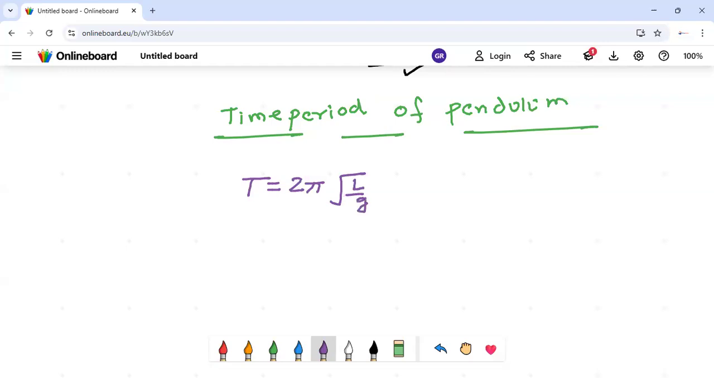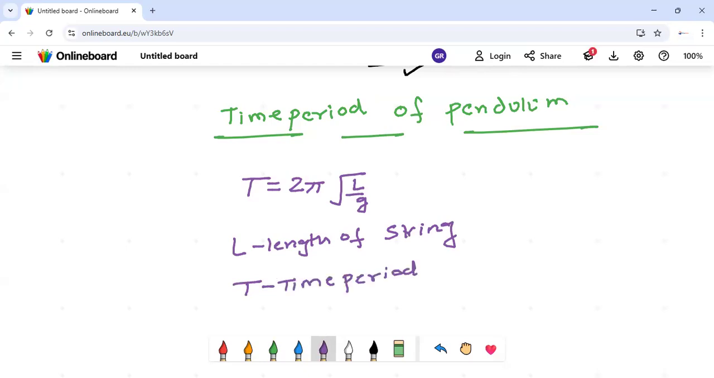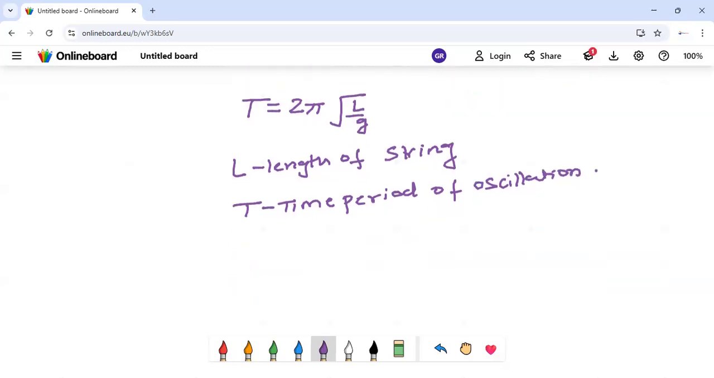G is our acceleration due to gravity. L is the length of string. This much information is required. Now I told you the formula, and I know you are smart enough to understand it. T is the time period of oscillation. If you understand this much, it will be very easy for me to explain what is going to happen.